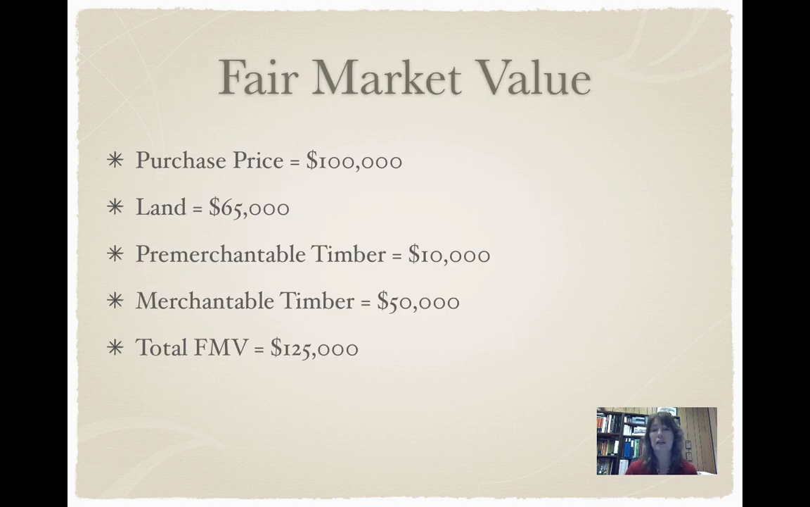So let's look at an example. If we calculate the fair market value, we've got the purchase price of $100,000 for the property. The land was determined through an independent appraisal to be worth $65,000 at the time of purchase in an independent transaction. The pre-merchantable timber was determined by a forester to be worth $10,000.